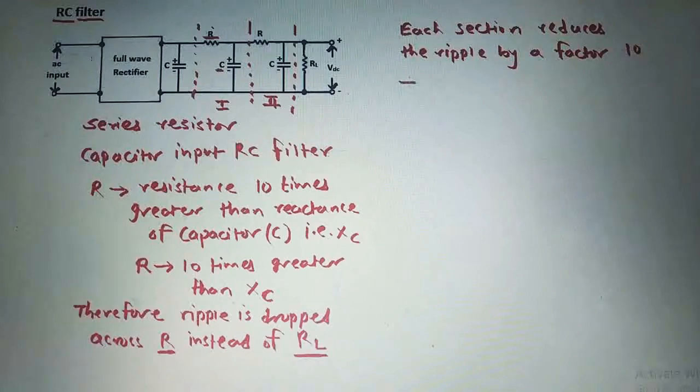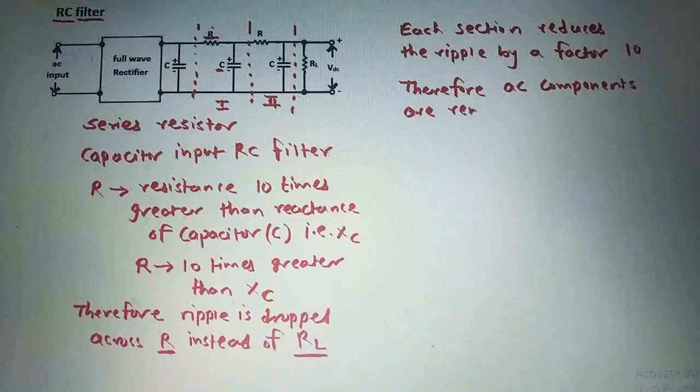Therefore, AC components are removed by this RC filter. So as each section reduces the ripple by a factor of 10, therefore AC components are removed by this filter, means this RC filter.